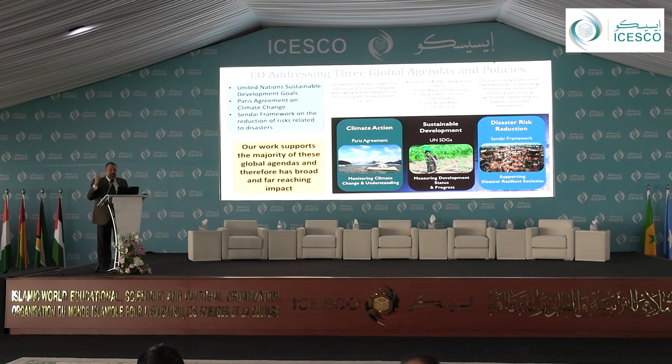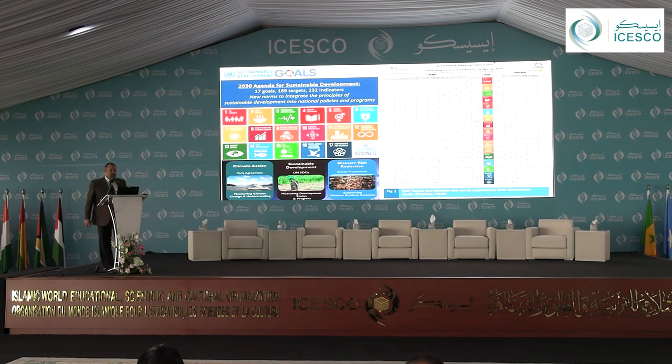Another global agenda is the SDGs, which are supposed to be checked in by the year 2030, where we need to see how nations were able to achieve the sustainable development goals outlined by the UN. And the third is the Sendai Disaster Risk Reduction Framework. These three major global agendas have been addressed by different tools. However, Earth observations has been considered one of the most crucial among others. 17 goals, 169 targets, 232 indicators. These are the different kinds of issues that we need to deal with when it comes to SDGs.